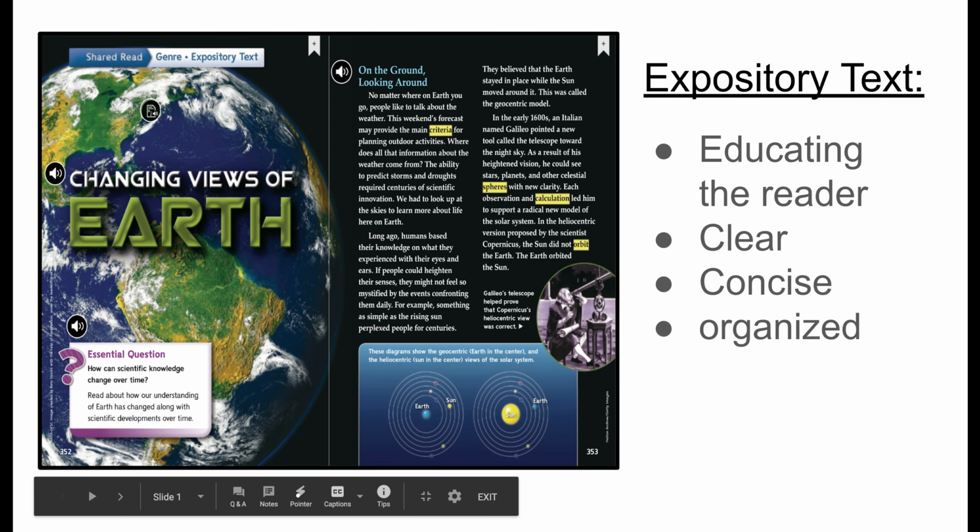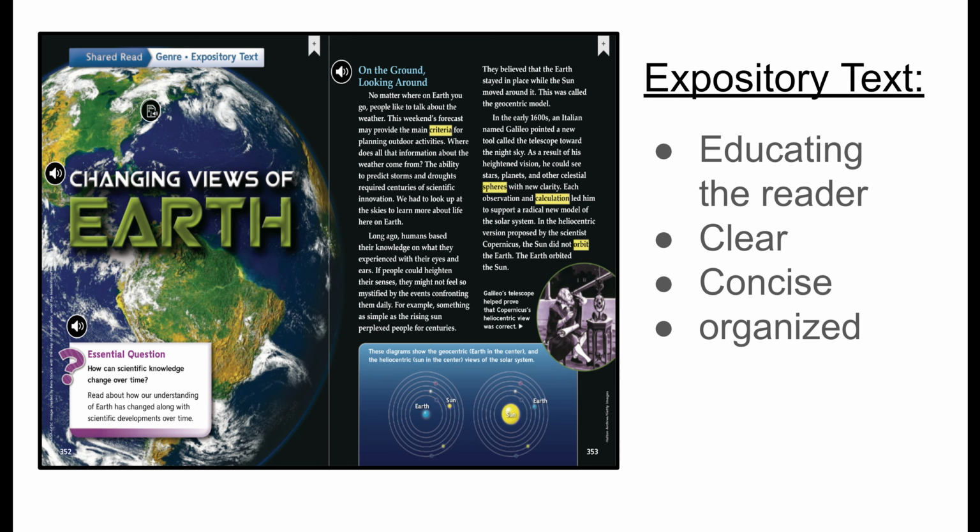Hello, fifth graders. Today for reading, we will be rereading Changing Views of Earth, and we'll be focusing on our comprehension skill, cause and effect. An expository text is an informational piece. It works to educate the reader on a specific topic. It is clear, concise, and organized. Our text today is an expository text.